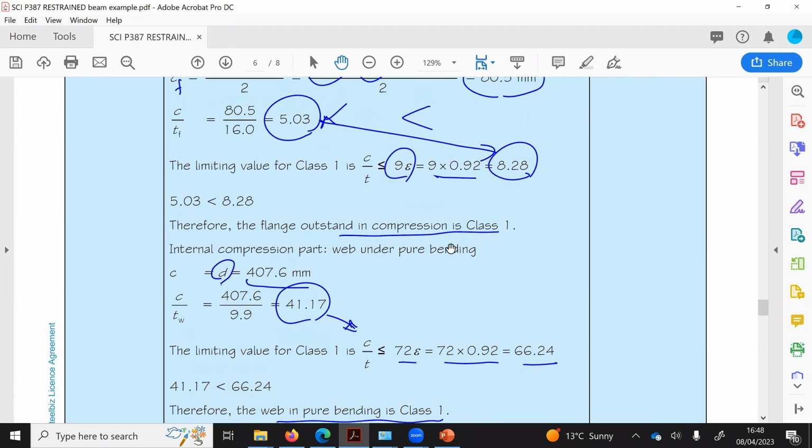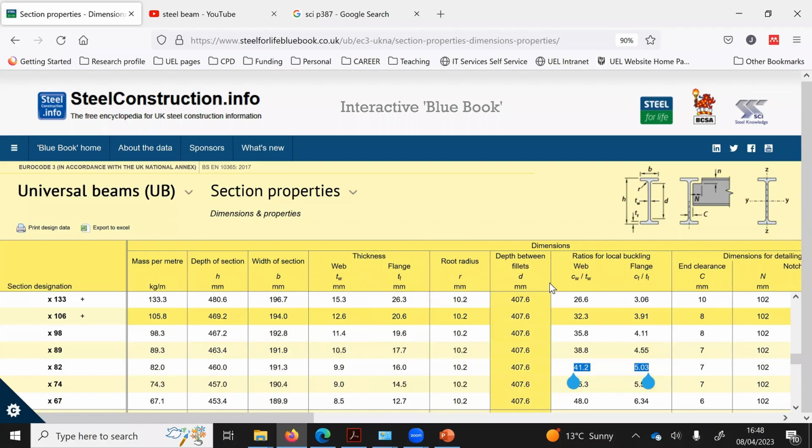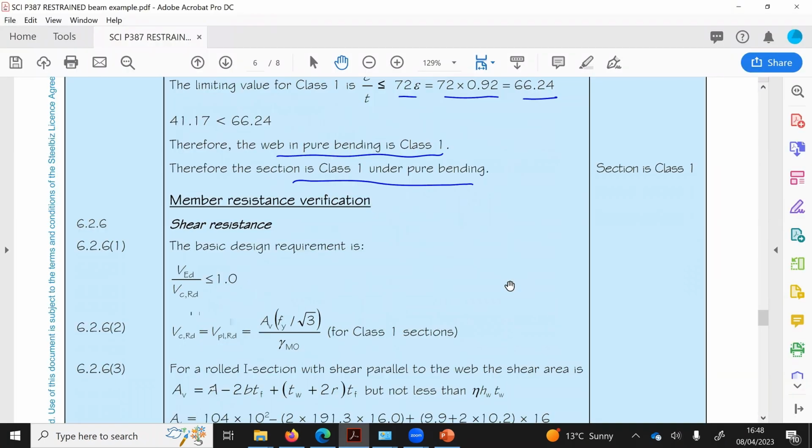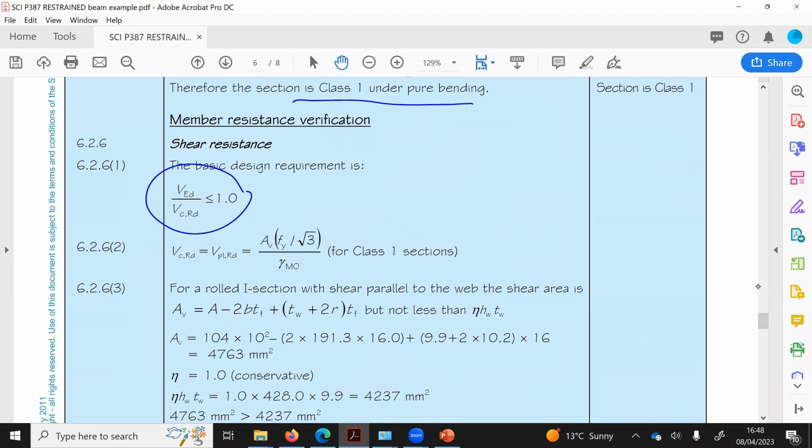If you like, for this section, CF over TF and CW over TW can be directly obtained from a section table as well. Now I have to carry out the member design checks. So let us first of all check the shear resistance. Shear normally is minimal in these beams. So VED over VCRD should be less than or equal to 1. VCRD is VPLRD, AV Fy over root 3 divided by gamma M0 for class 1 sections.